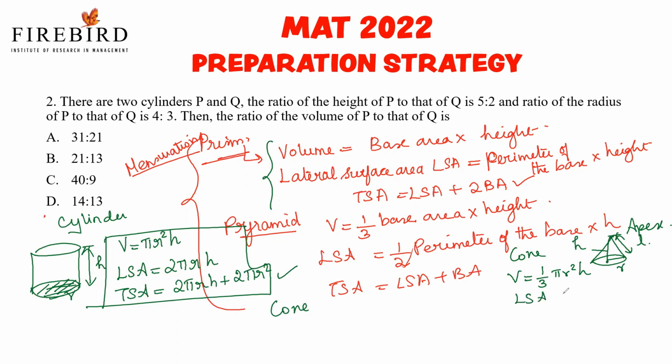And lateral surface area is equal to 1 by 2 into perimeter of the base, which is 2 pi r, into slant height. So in case of pyramid, you should remember here you should enter a slant height. Slant height is L. Total surface area is pi RL, lateral surface area, plus base area pi R square. So it is very simple. If you remember these 6 formulas, you can easily write the formulas for the remaining.